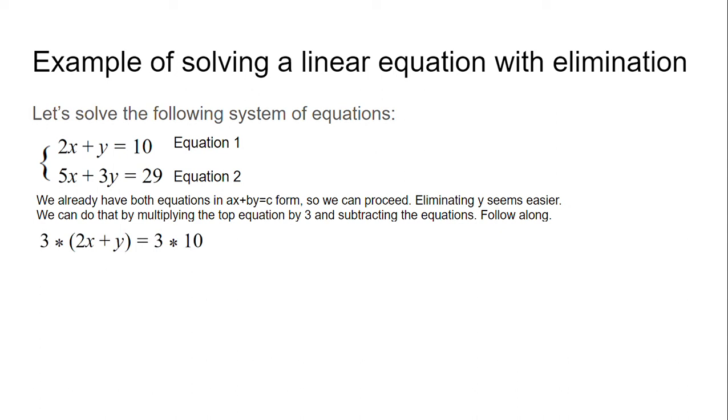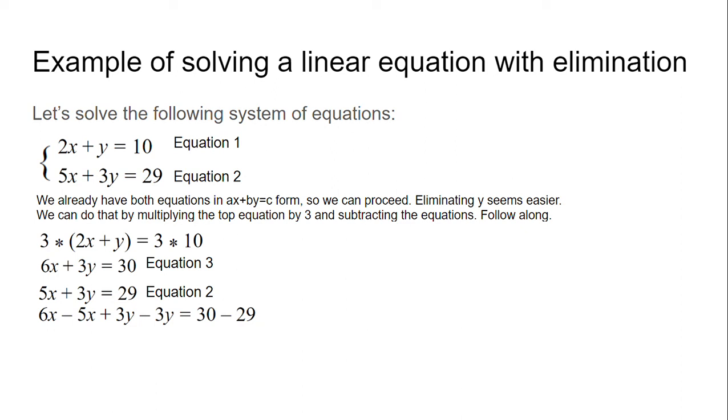3 times 2x plus y equals 3 times 10. We are multiplying both sides of equation 1 by 3. Simplifying, we get 6x plus 3y equals 30. Let's label that equation 3. Now, this is equation 2, 5x plus 3y equals 29. We can see that the coefficients on the y are the same, 3 and 3.